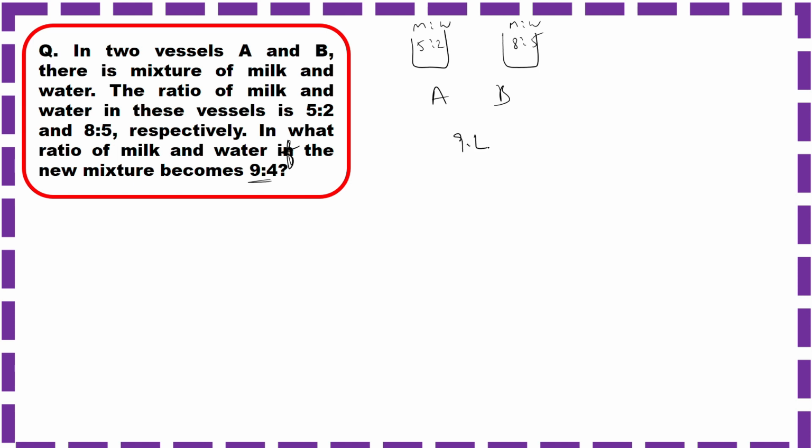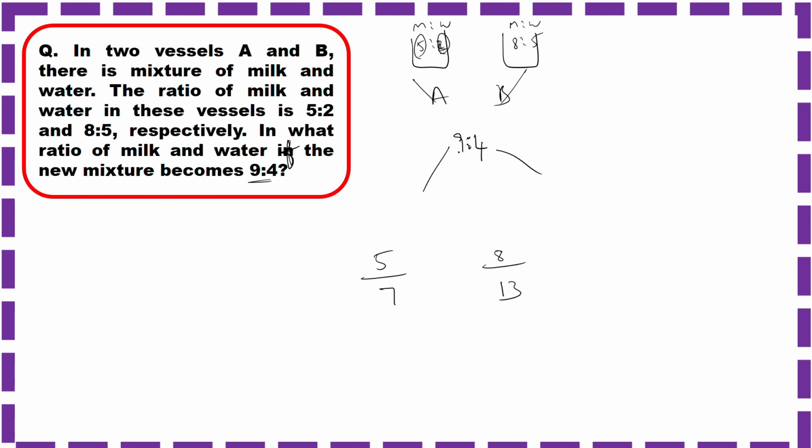So 9:4, right? We cannot directly subtract like this. In these kinds of problems, we must take either the value of milk or the value of water. Anything is okay. If we consider the value of milk here, in the first case we have 5 by total parts, 5 plus 2, which is 7. In the second case, the part of milk is 8 by total parts 8 plus 5, that is 13.